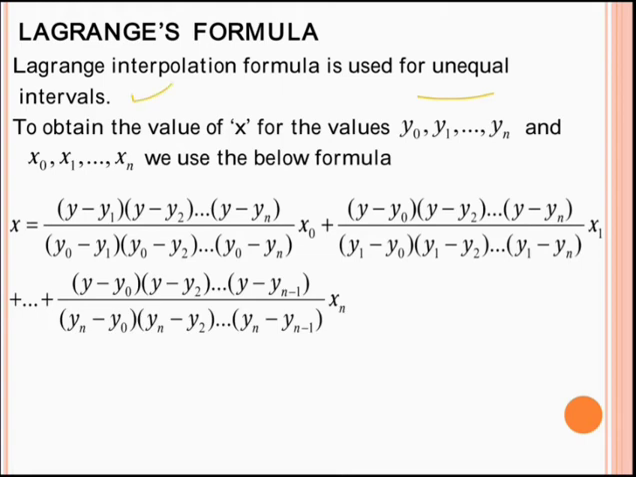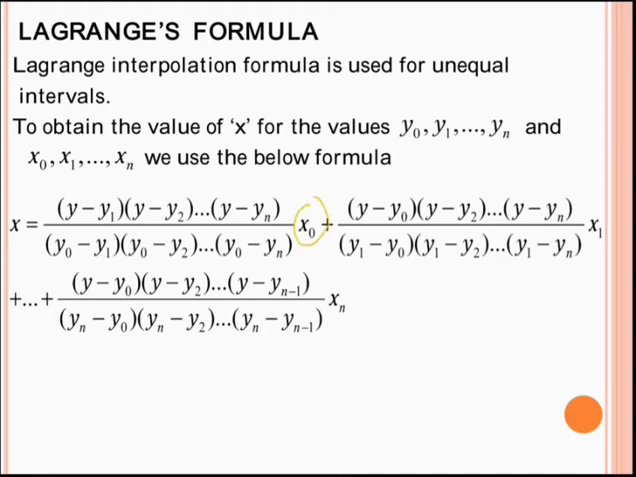Okay, now to obtain the value of x, see here there are two formulas. So just try to understand it. To obtain the values of x, for the values of y0, y1 up to yn and x0, x1 up to xn, when you are asked to find the value of x equal to suppose 25, at that time you have to use this formula. See how to remember this formula.